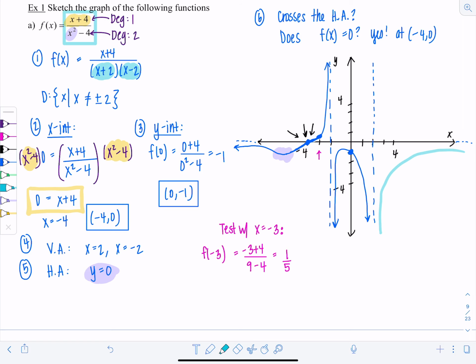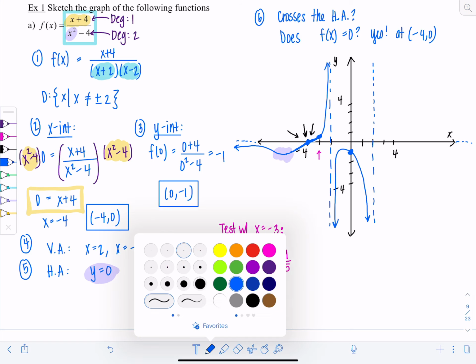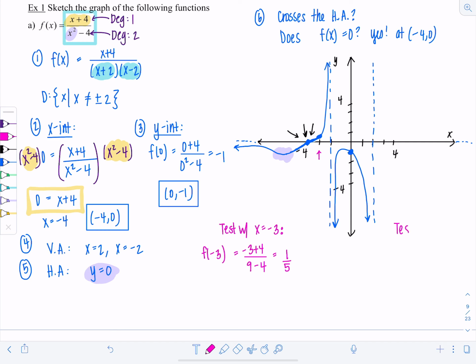So how do we figure out? We're going to test a point again. Yes, we are. So let's test this time with x equals +3, and I'll plug that into the original function. So f of 3 is 3 plus 4 over 9 minus 4. I don't care what number it is. Remember, I just want to know if it's positive or negative. So since it's positive, that means it's above the x-axis. So this piece of the graph is going to come down and then just approach the horizontal asymptote, y equals 0, like that.